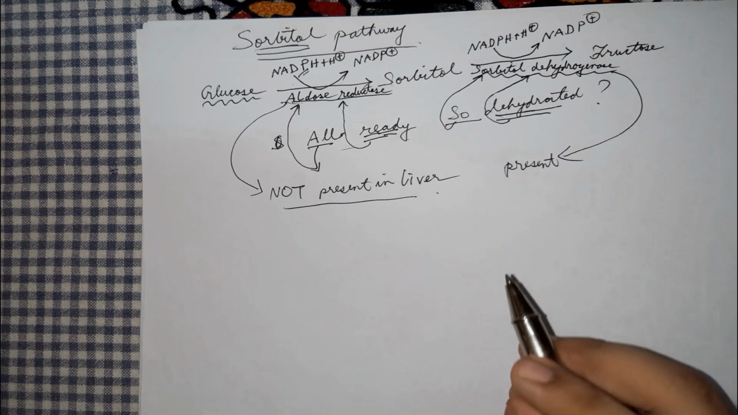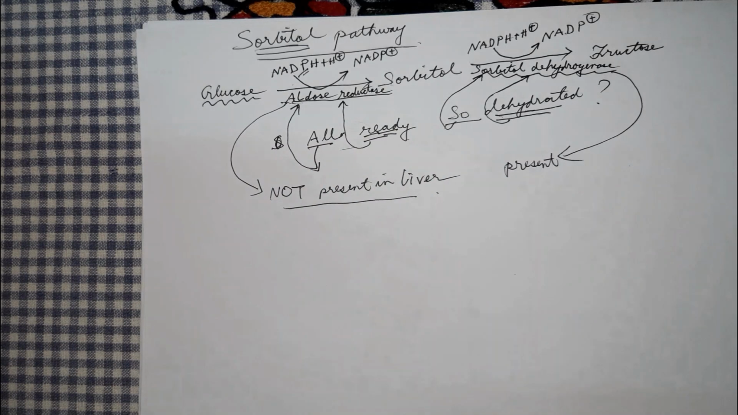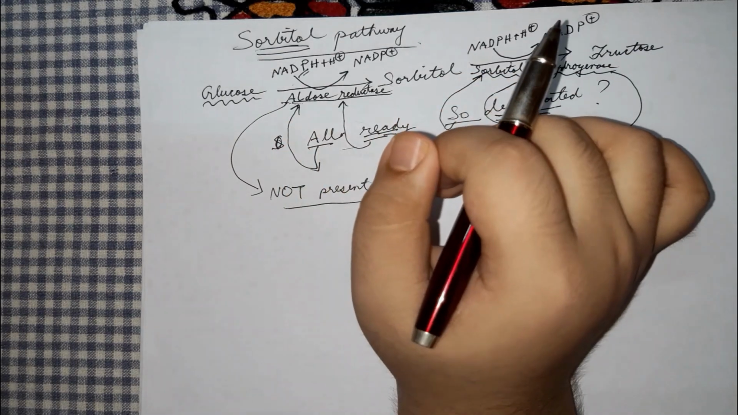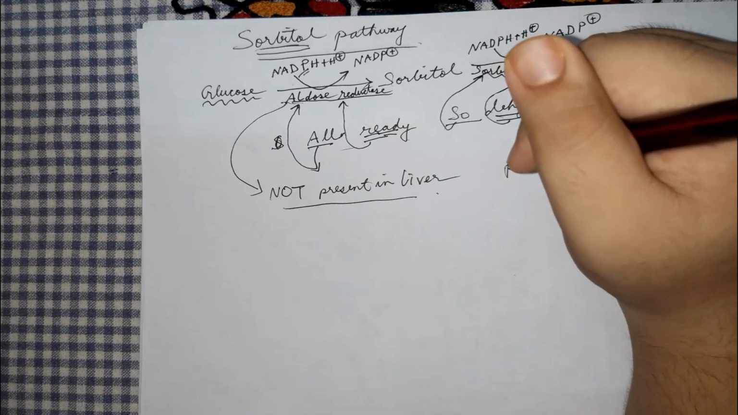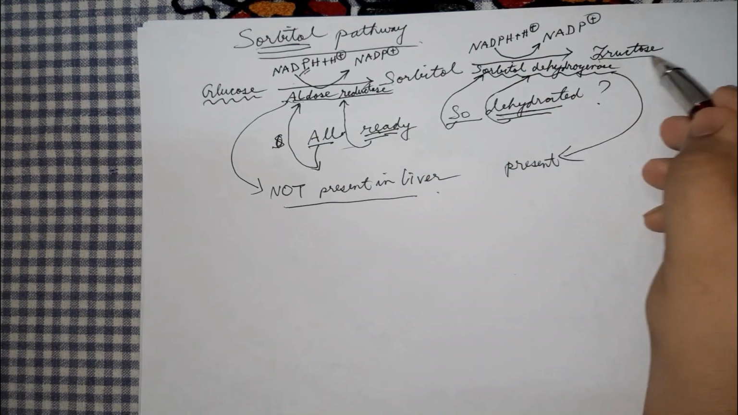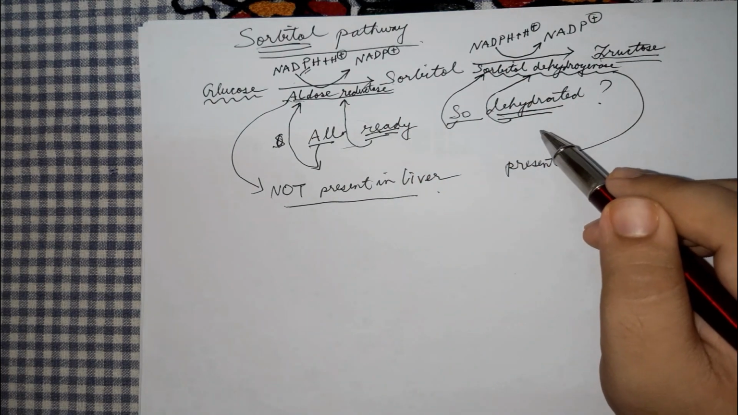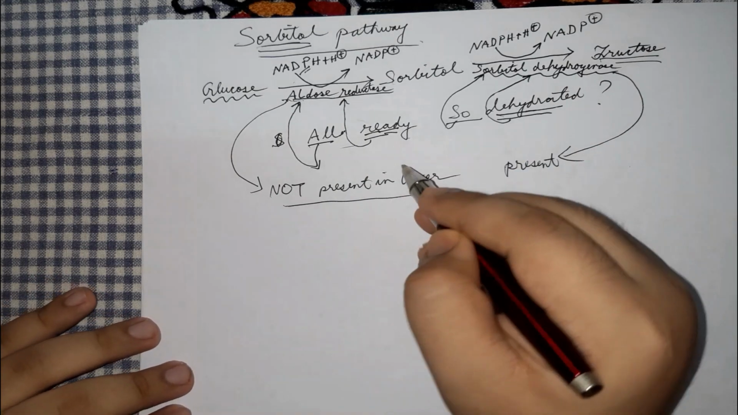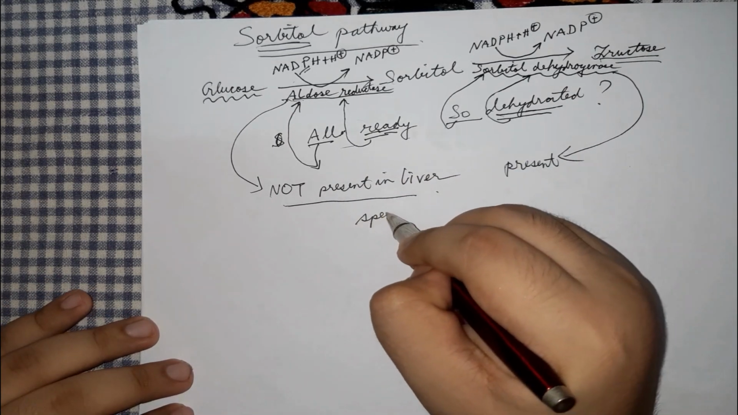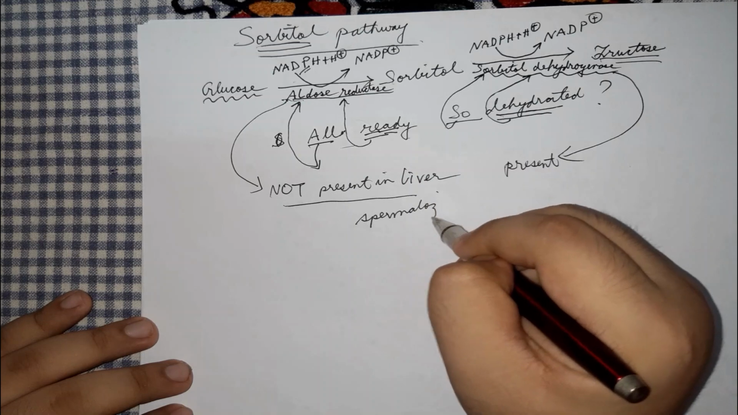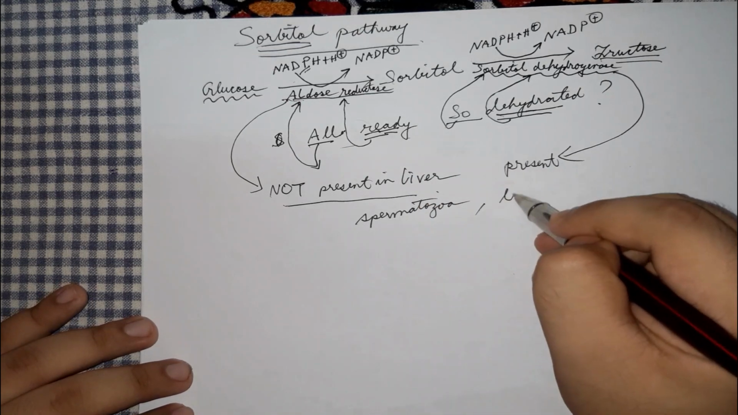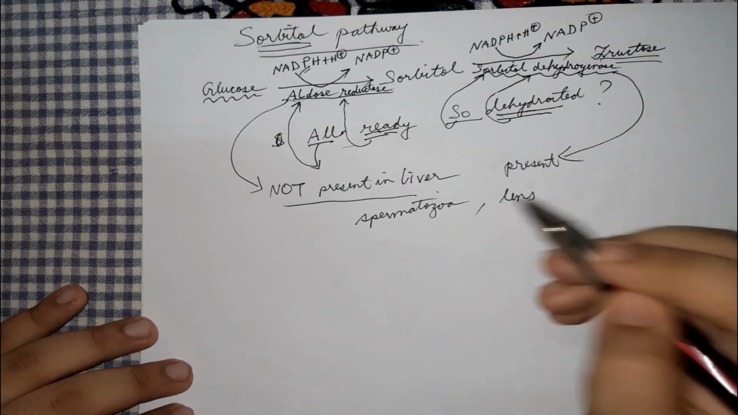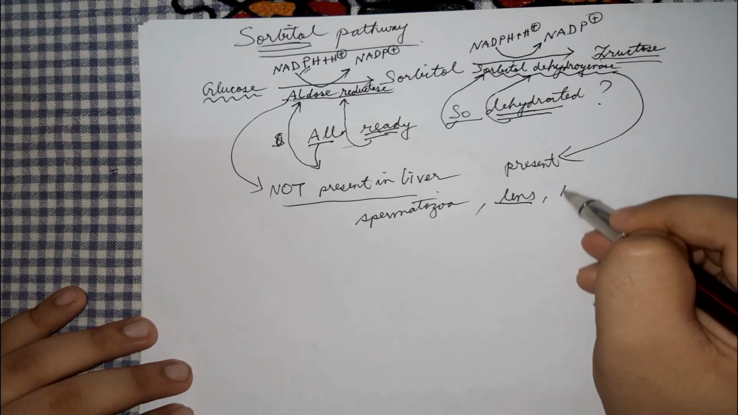Now, where does the sorbitol pathway mostly take place? As I have said, fructose is the primary source of energy for sperms. So the sorbitol pathway mostly takes place in spermatozoa, right? It also takes place in the lens and retina of our eye.